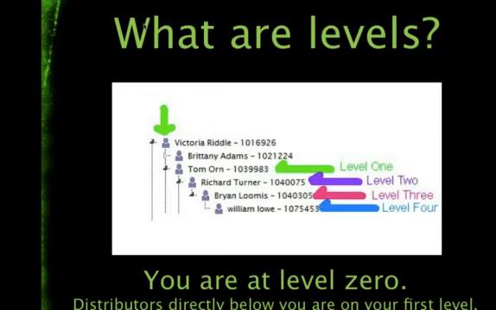So looking at this picture, we're going to pretend that you are Victoria Riddle. Okay? You're going to see a little indentation. You're at level 0, remember, so that little indentation means that's your level 1. So looking at this example, Brittany and Tom are both on your level 1. And you see another indentation, that's your level 2. That's Richard. Your level 3 is going to be Brian, and your level 4 is going to be William. So every time it indents over, that's a different level.